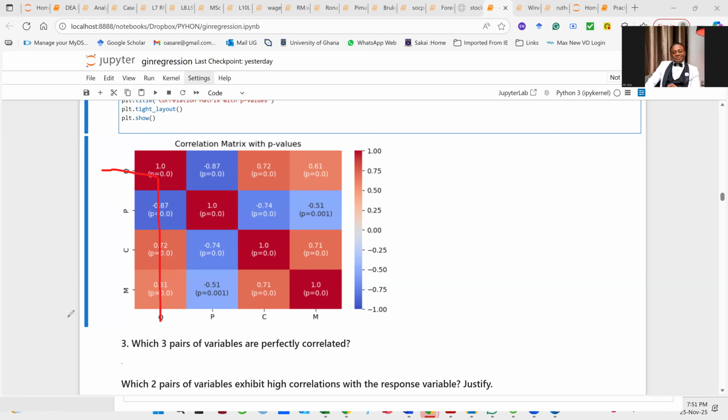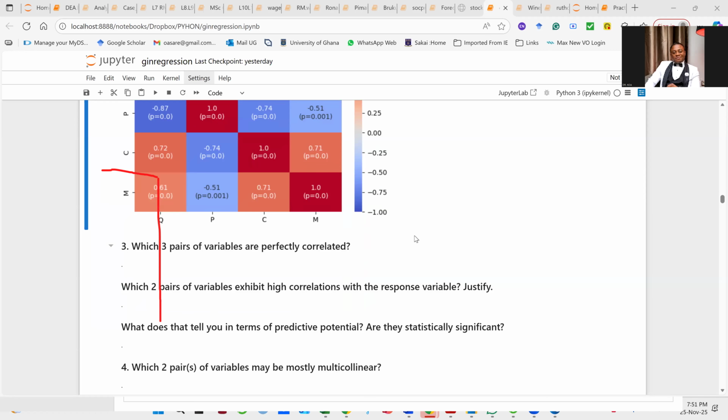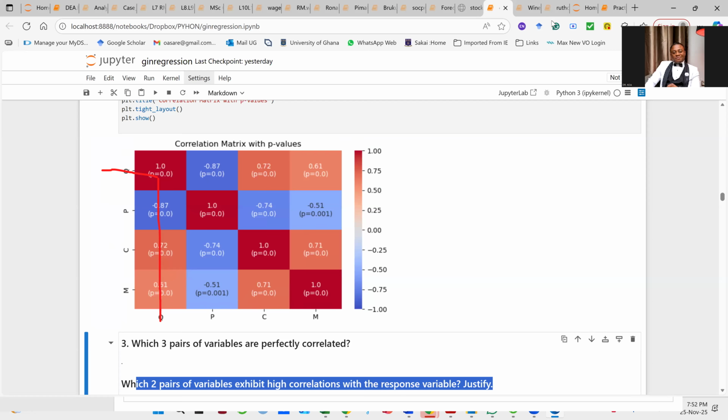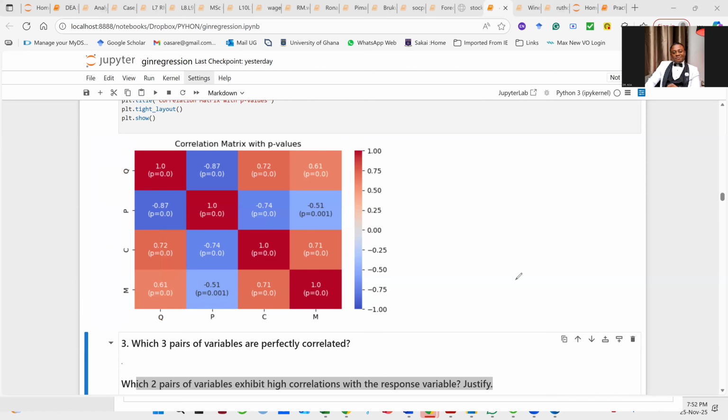That's it. Next part. Which 2 pairs of variables exhibit high correlation with the response variable? By the way, which variable is a response variable? Who can tell us? The response variable is also the dependent variable. Yeah. Which variable is that?